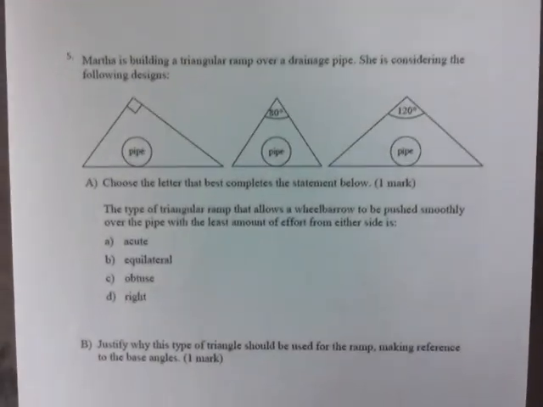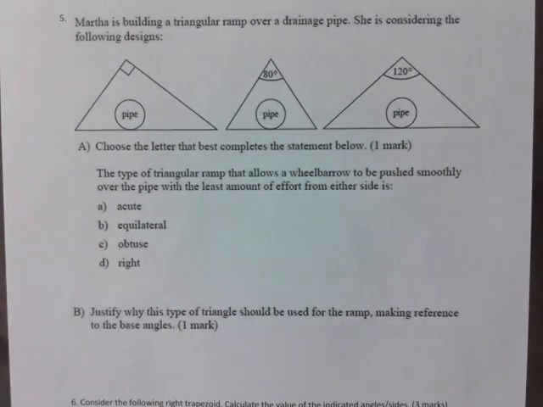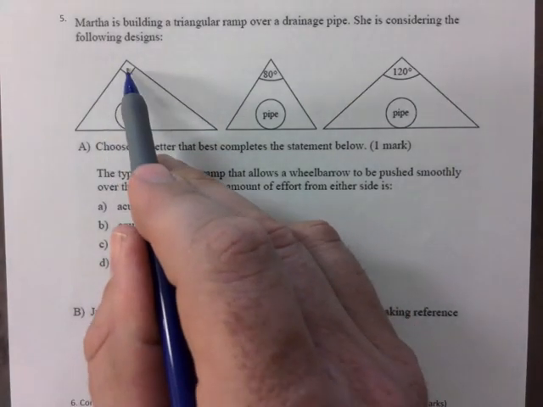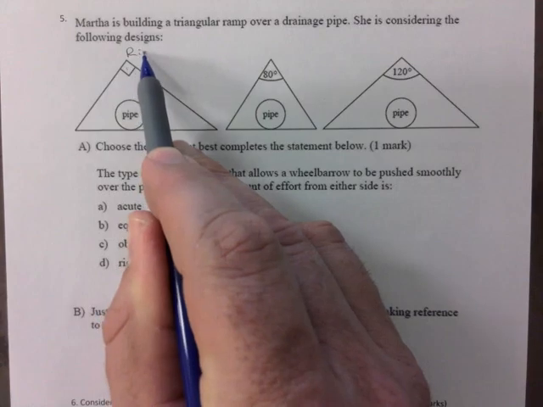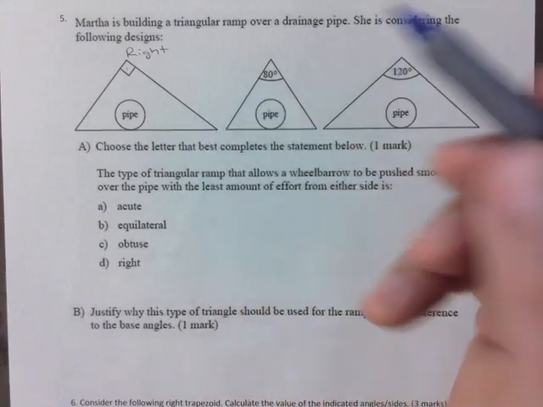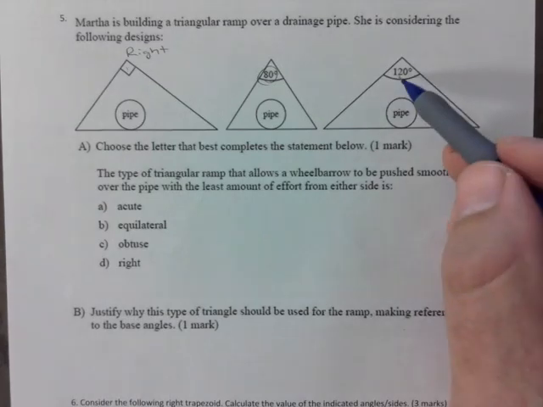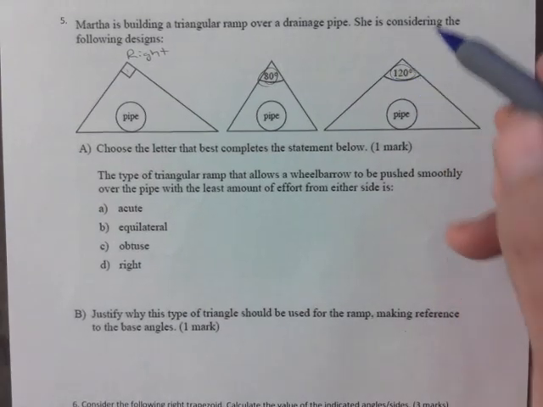From an old exam, this one right here. Copy paste, basically. Martha is building a triangular ramp over a drainage pipe. Consider the following designs. What kind of a triangle is this? It's a right scalene, most likely. They don't tell us anything about the other sides. This one has the 80 at the top, and this one has a 120 at the top. So this one is obtuse.